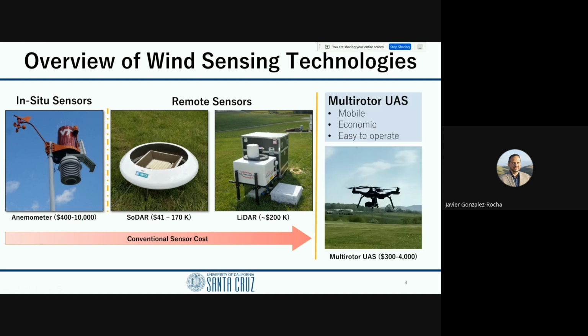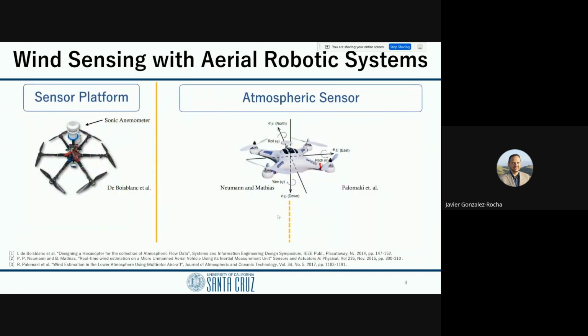And so my research, placing this in context, has been focused on exploring how we can use aerial robotic systems or uncrewed aerial systems to augment or complement existing technologies. Now, why explore this technology? This technology is highly mobile, economic, easy to operate, and it's actually very portable, which makes it easy for on-demand measurements.